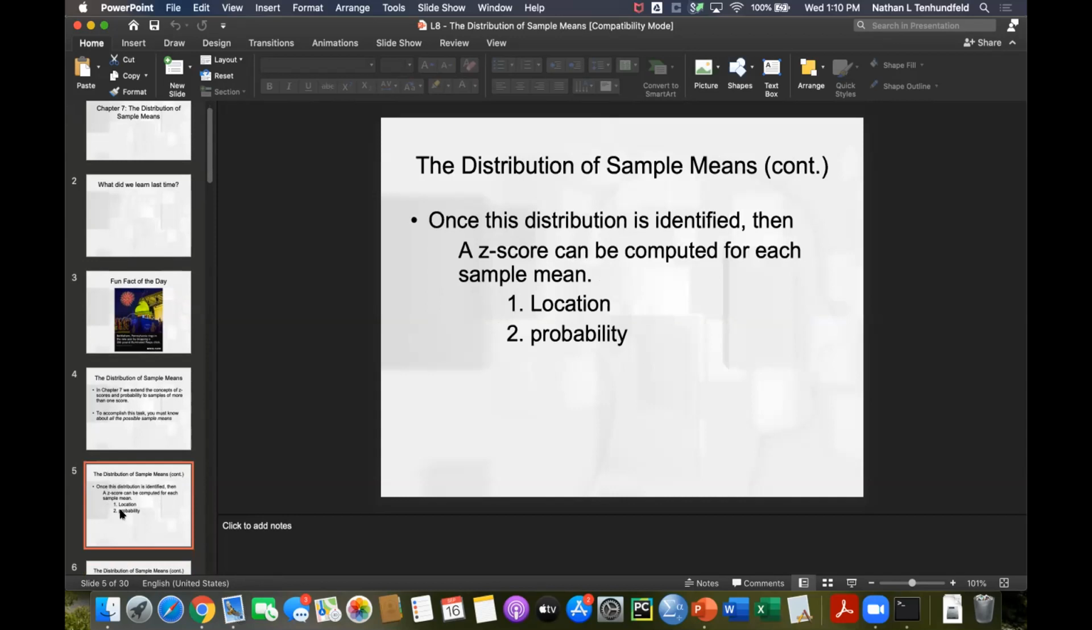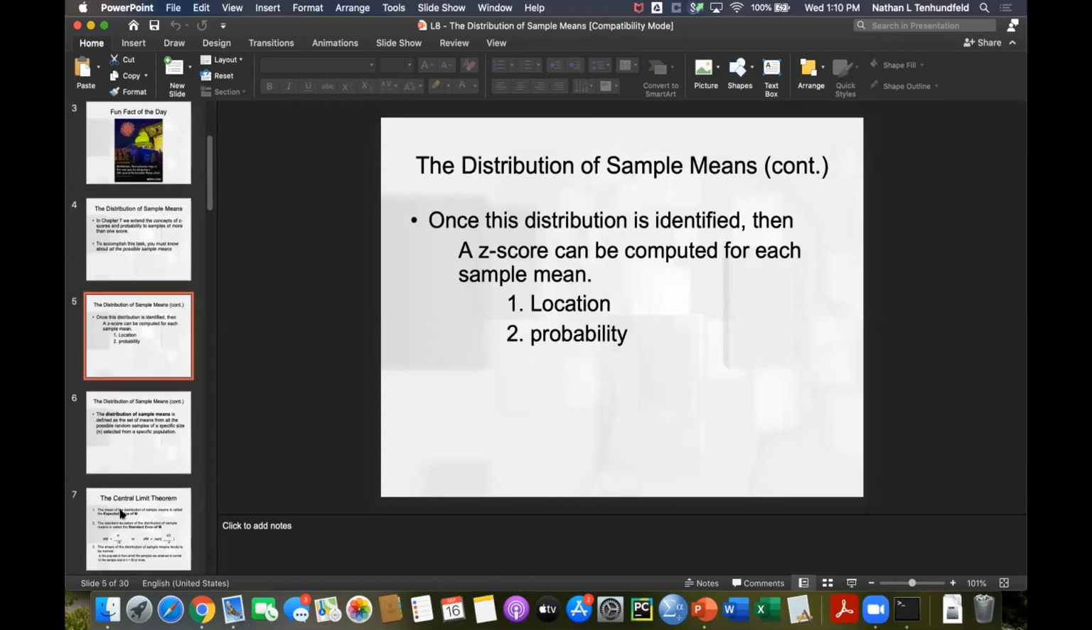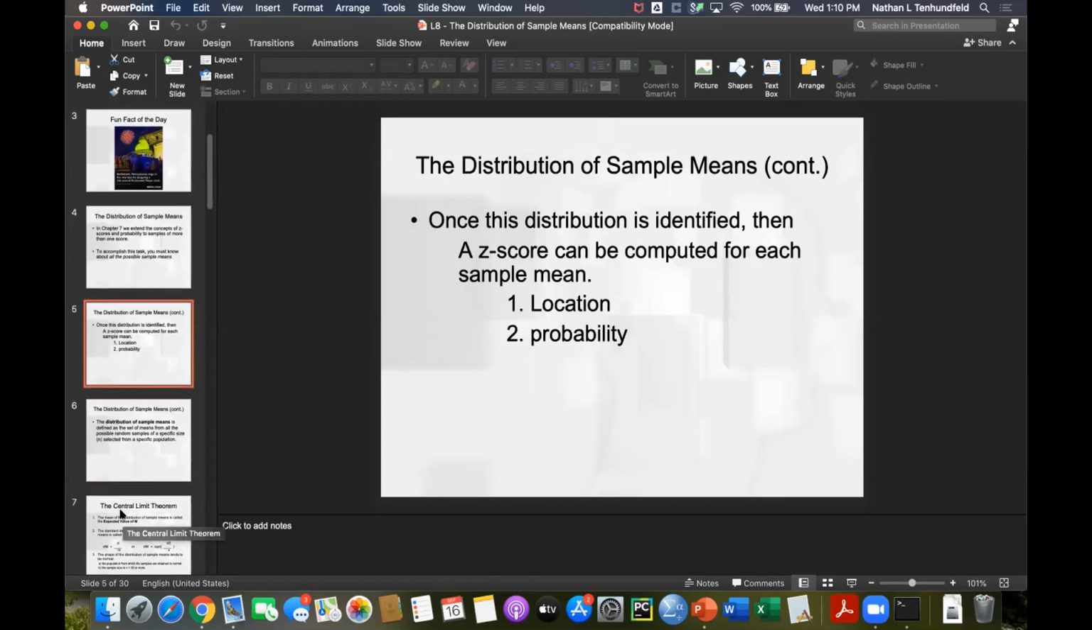So once this distribution is identified, you can then calculate a z-score for each sample mean based off its location and then understanding its probability. And so let me just draw this for y'all here.